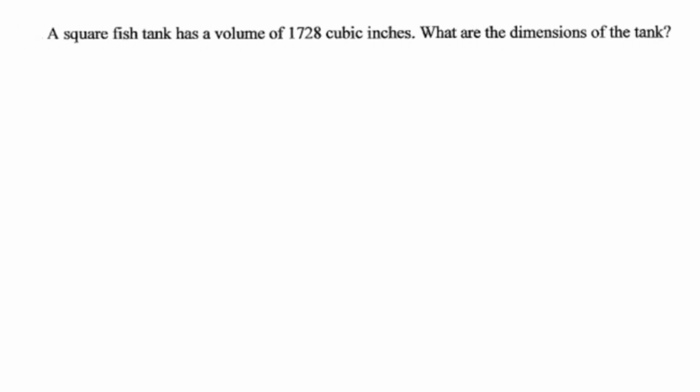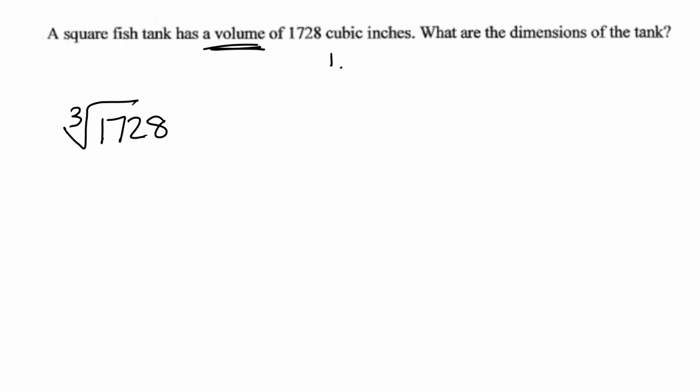A square fish tank has a volume of 1,728 cubic inches. What are the dimensions of the tank? So again, we're talking about volume, and we know the volume to be a cubed root problem. So the cubed root of 1,728. Again, that was not one of the 5 perfect cubes I asked you to memorize, and it is not one that we can break down. So we're going to type it in our calculator.